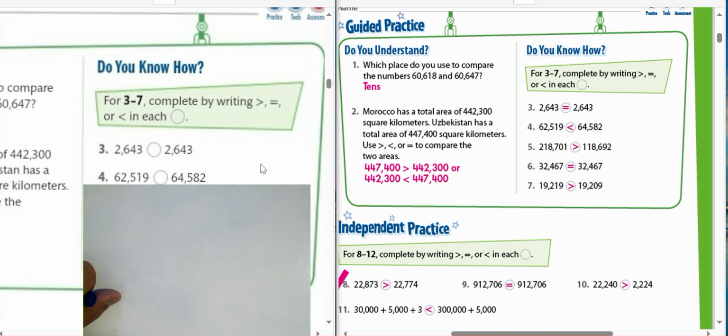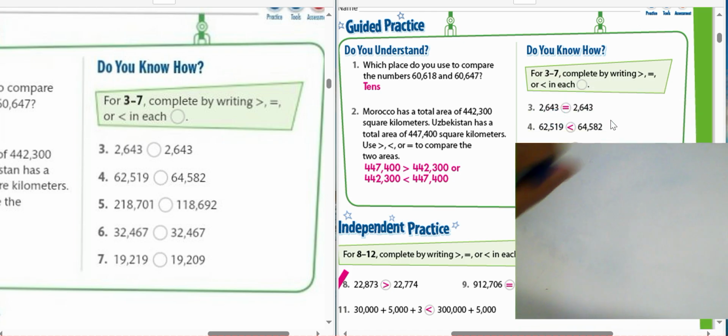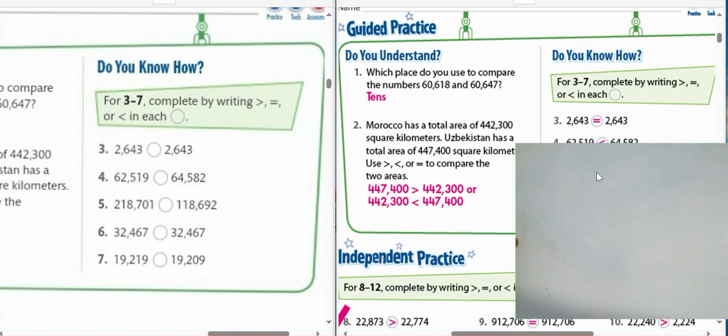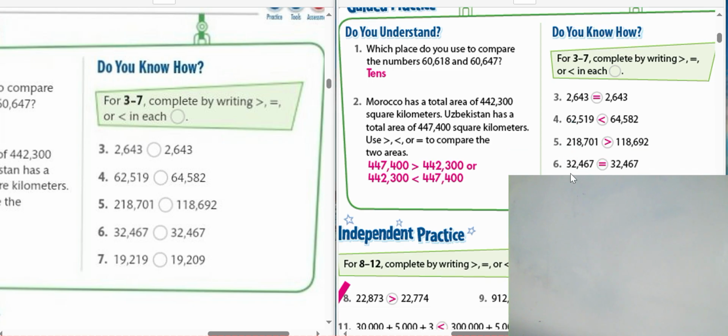Next question. 62,519 and 64,582. Who can tell me which is greater? 64 is greater than 62, so you must show the less than sign. Look at the right hand side. Okay. Next question. 218,701 and 118,692: 218 is greater than 118. Then 32,467 and 32,467: they are equivalent, right? Equal to.